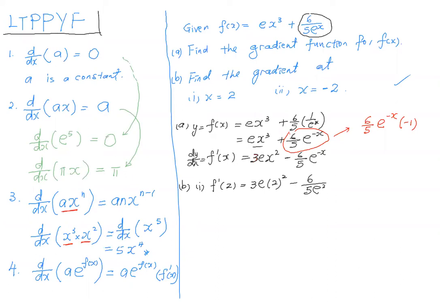Right? Right. So this answer is 3e. Okay, calculate. So you have to calculate this manually. This will be 12e. Am I right? Take away 6/5 e squared.